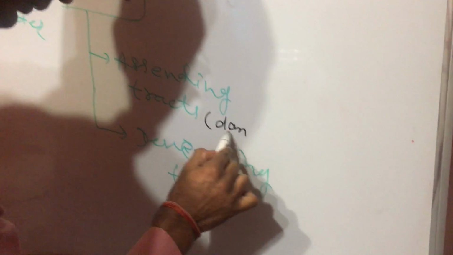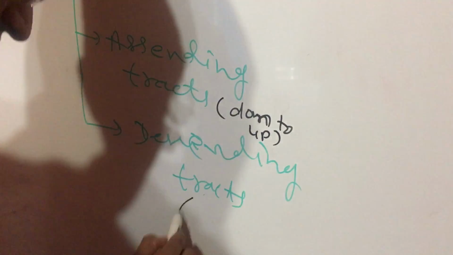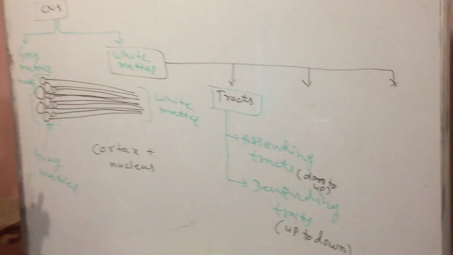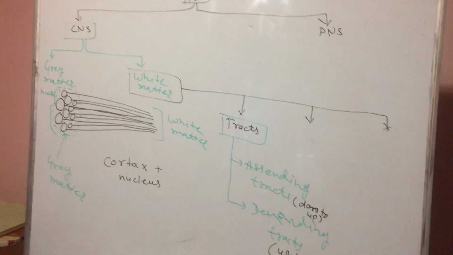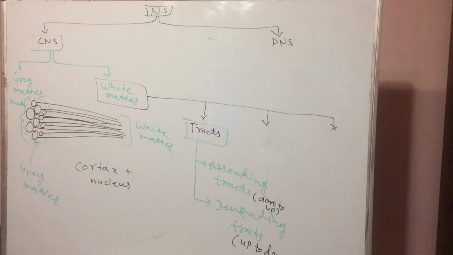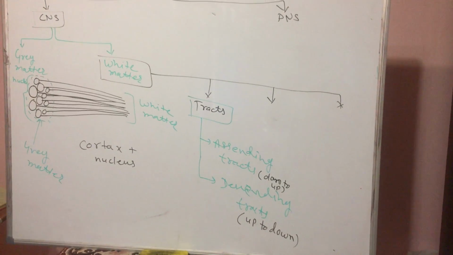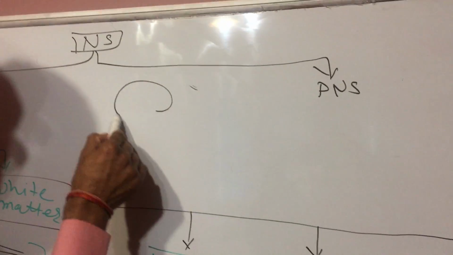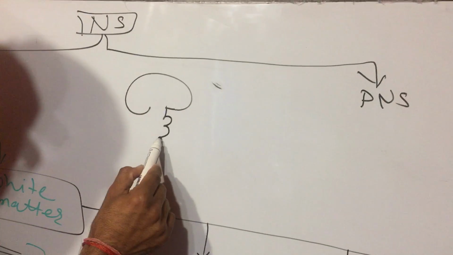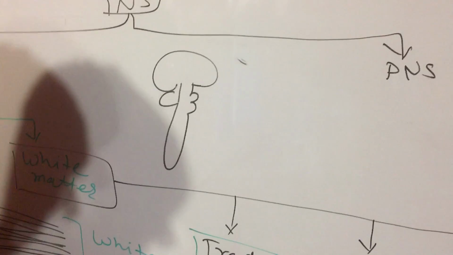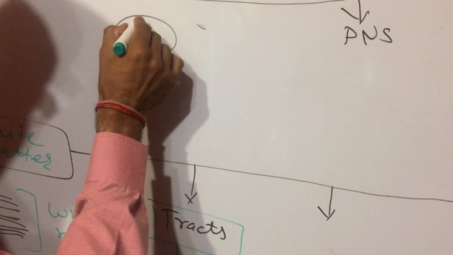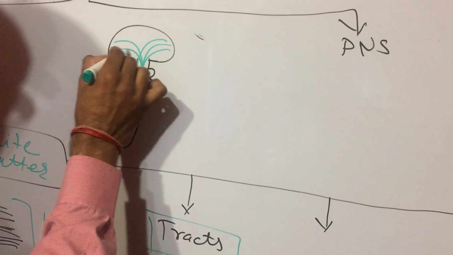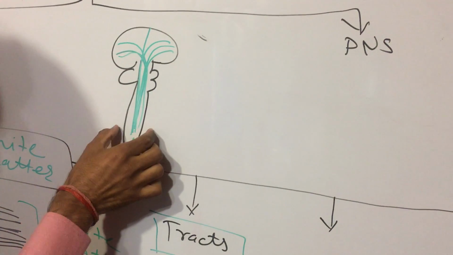This is down to up, and the opposite is up to down. Next, this is the ascending and the descending tract. Some things I am drawing, a very rough diagram again. This is our brain, this is the pons, medulla, spinal cord, cerebellum. The tract is going down, the connection between up and down. That is called the ascending or descending tract.